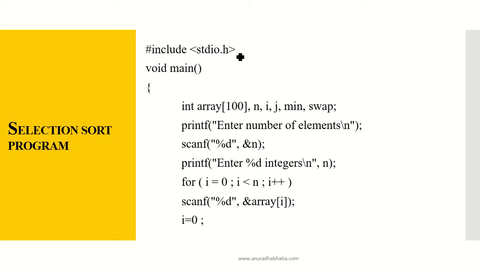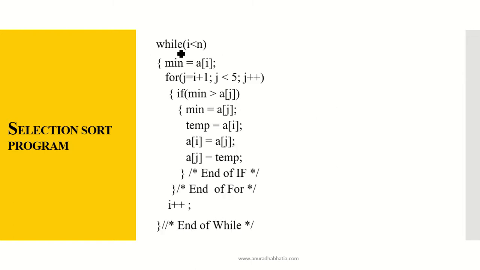#include <stdio.h>, void main, an array of size 100, and variables n, i, j, min and swap. printf: enter the elements, so we enter the elements over here, 5 of them. Using a for loop, 5 elements are entered. i is initialized to 0. While i is less than n, that is, we are using the while loop over here, not two for loops.